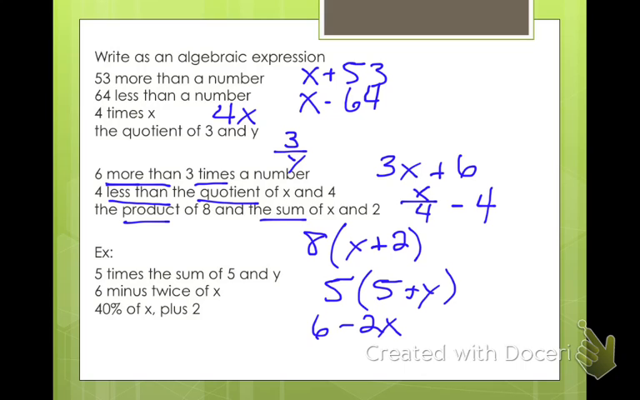And the last one, 40% of, then you see the comma there, it tells us that we're doing 40% of x, then plus 2. So it would be 0.4, which is 40%, times x, and then plus 2.